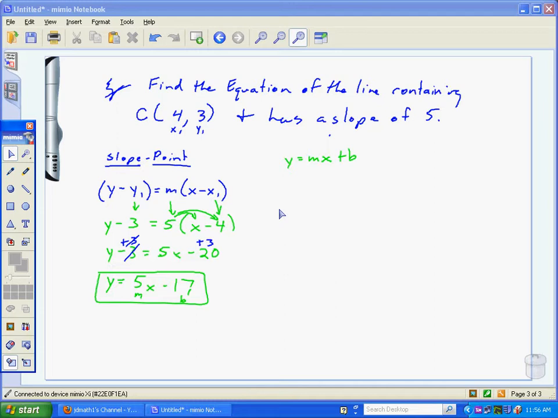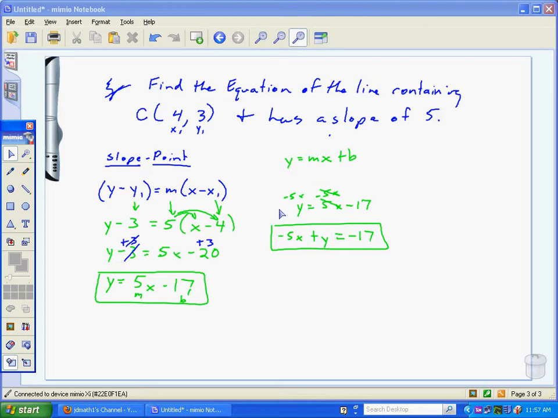To get it in standard form, remember ax plus by equals c, I just have to get my x's and y's on the same side. Well, y equals 5x minus 17. You don't have to do this every question, just when I ask, or if I say put it in standard form, or if I say put it in both. I'm going to subtract the 5x over, that cancels there and there, and I'm left with negative 5x plus y equals negative 17. Done. Okay, so that's a pretty easy one.